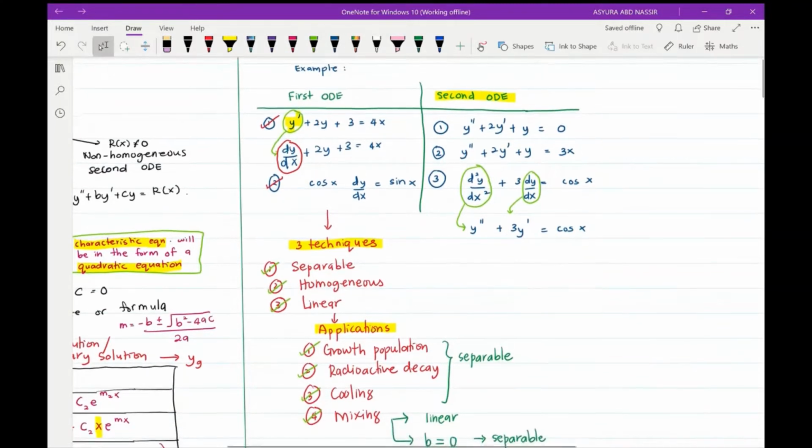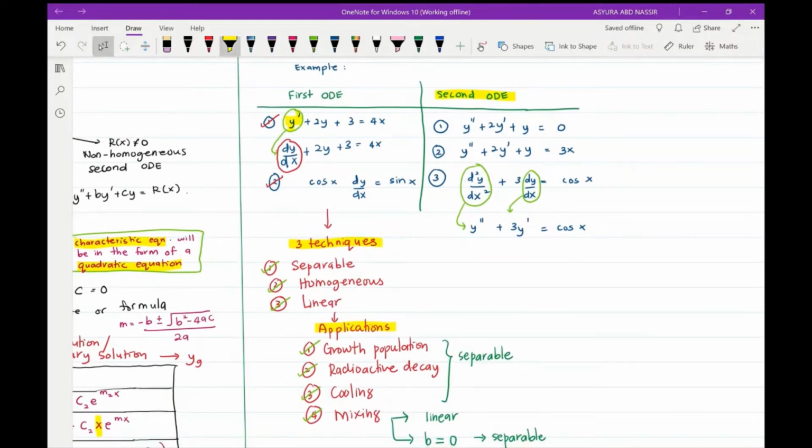Next, for today we will continue with the second ODE. For the second ODE, the first example we have is y double prime plus 2y prime plus y equals 0. As you can see here, the highest order must be y double prime, a second order derivative equation. The second example is y double prime plus 2y prime plus y equals 3x. So the highest order must be y double prime.